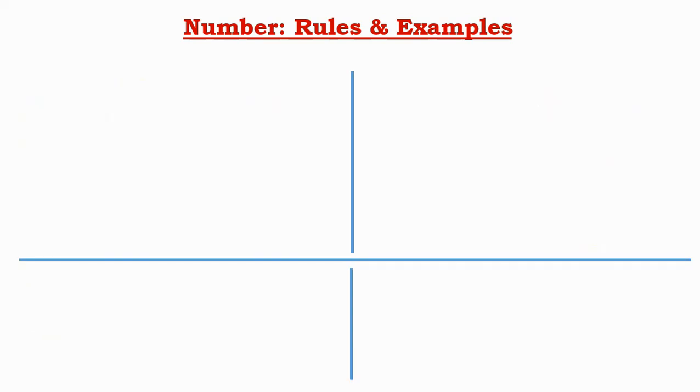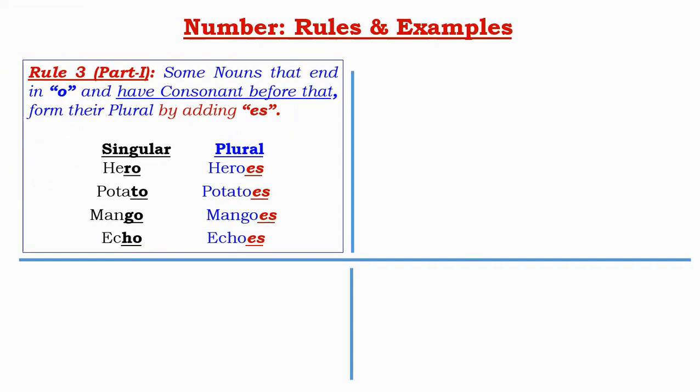Next rule is rule number 3, part 1. Some nouns that end in o and have a consonant before that form their plural by adding es. You can see a few examples here such as hero becomes heroes, potato becomes potatoes, mango becomes mangoes.